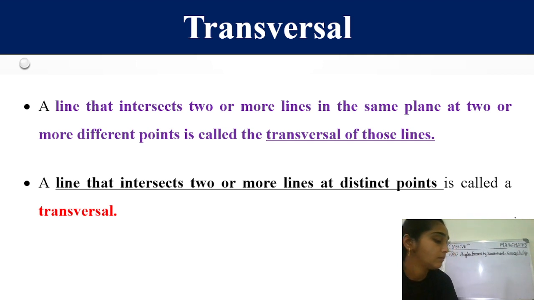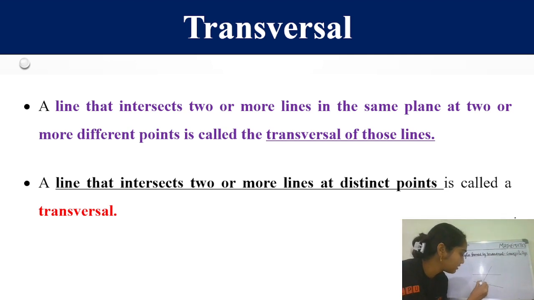Very good students. Now let me draw the diagram for you to show how a transversal actually looks. You can see we have two lines, and one line which is intersecting these two lines at different points: this one is this point and another is this point. So here we are saying that this is the transversal of these two lines.